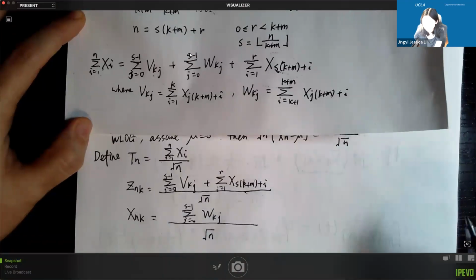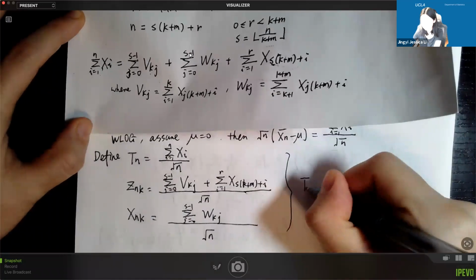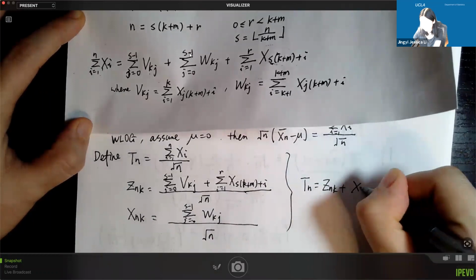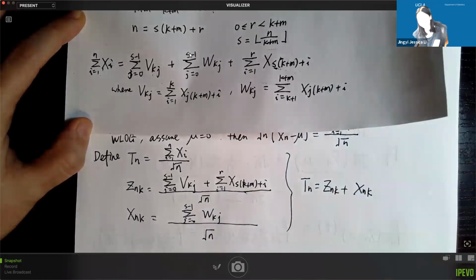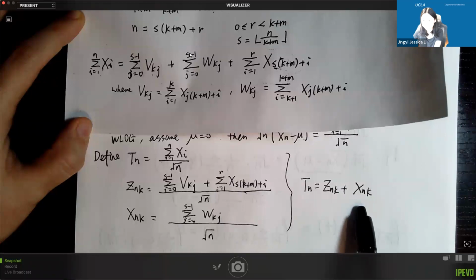So then you see by this definition, I would have T_m equals Z_{n,k} plus X_{n,k}. Okay, so I'm in the setting of my lemma. Then I just want to show what's in the lemma. So I want to show X_{n,k} converges to 0 in probability as k goes to infinity, uniformly for m. That's condition 1 in the lemma.